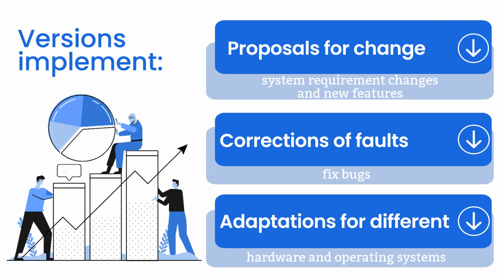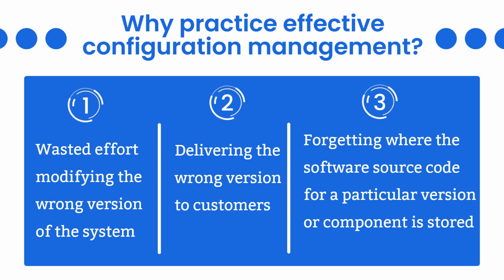Versions implement proposals for change, such as system requirement changes and new features. They also implement corrections of faults, i.e. fix bugs, and adaptations for different hardware and operating systems. If you do not practice effective configuration management, it may result in wasted effort modifying the wrong version of a system, or delivering the wrong version of a system to customers, or even forgetting where the software source code for a particular version of the system or component is stored.